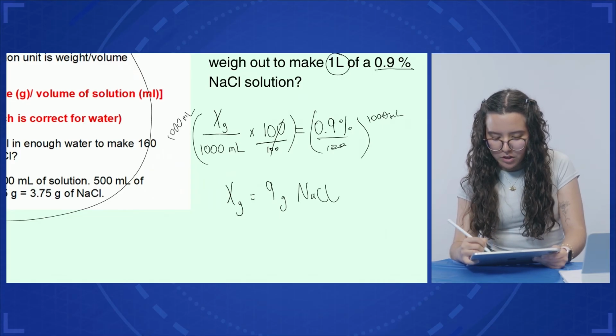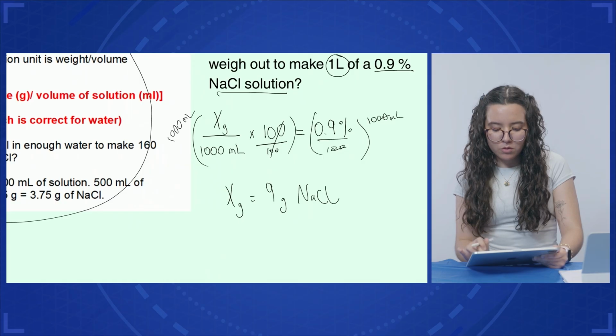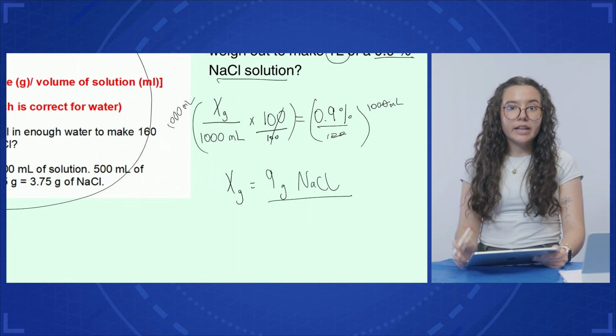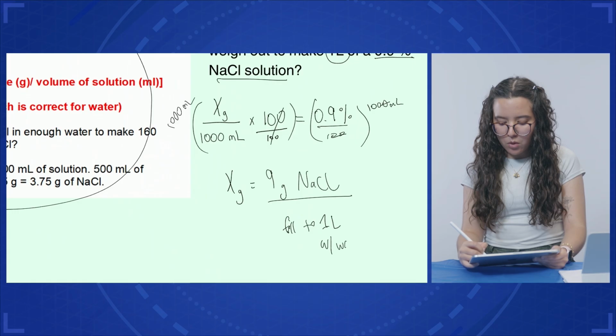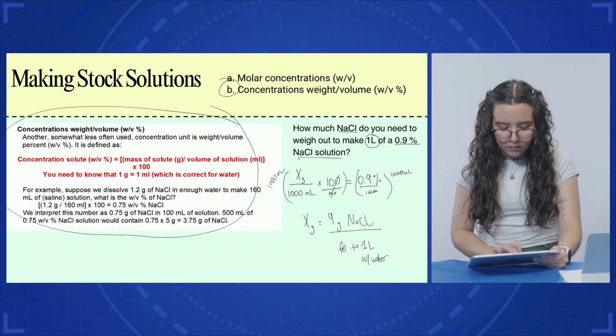But of course, the question is saying you want to make 1 liter of sodium chloride solution. So how you do that is you weigh this out, add it to your container of choice, and then you fill that container to 1 liter with water or whatever other diluent you are using.